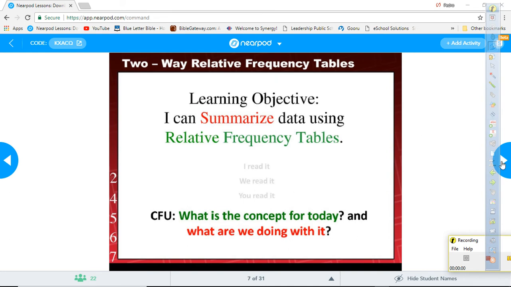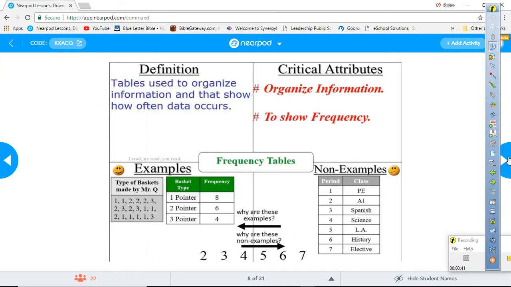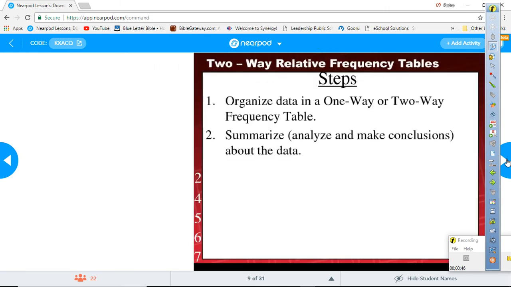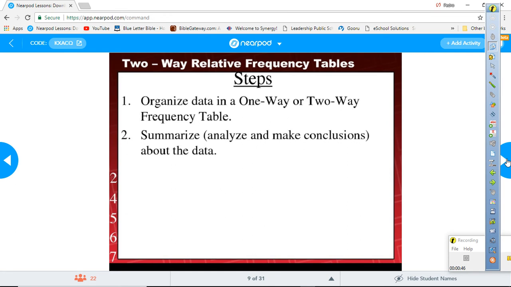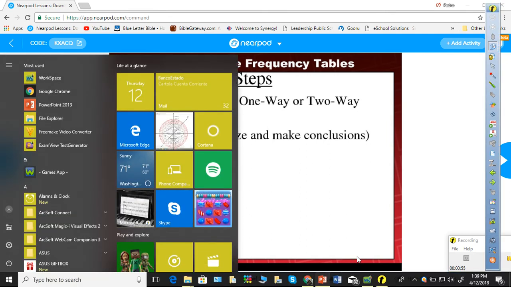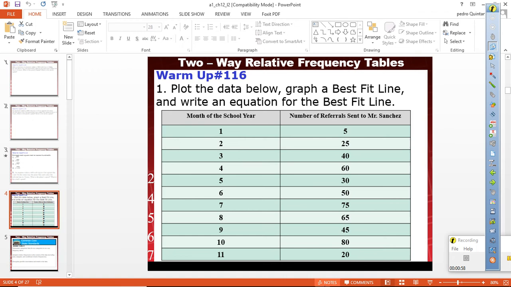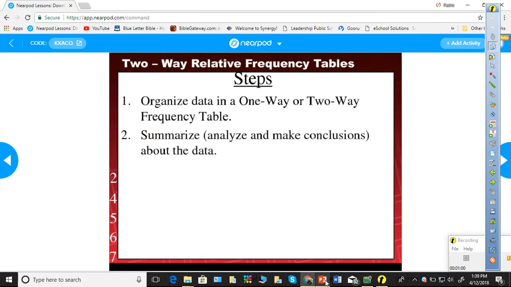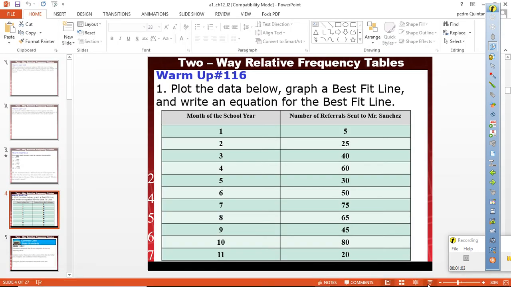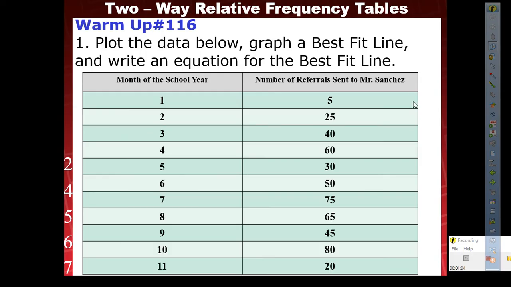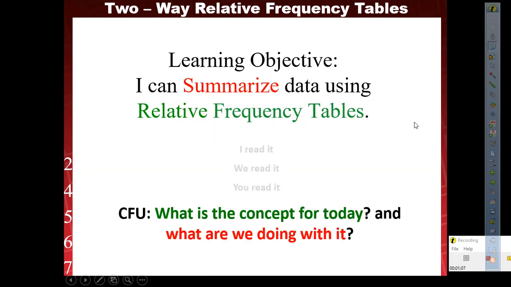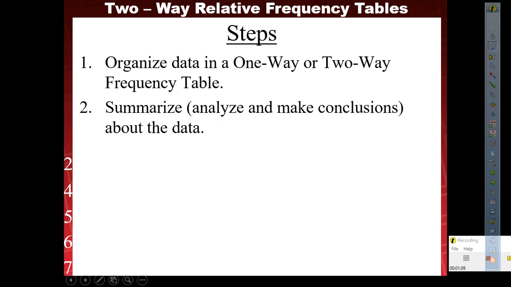We don't need a Frayer model because we already covered the Frayer model yesterday for frequency tables. Is that correct? You also wrote steps yesterday that look like this. Is that correct? Yes. Okay. So today, let me switch to my PowerPoint. Today we're going to focus on two-way relative frequency tables, but like always, yesterday we started with one-way. So today we're going to start with one-way once again.